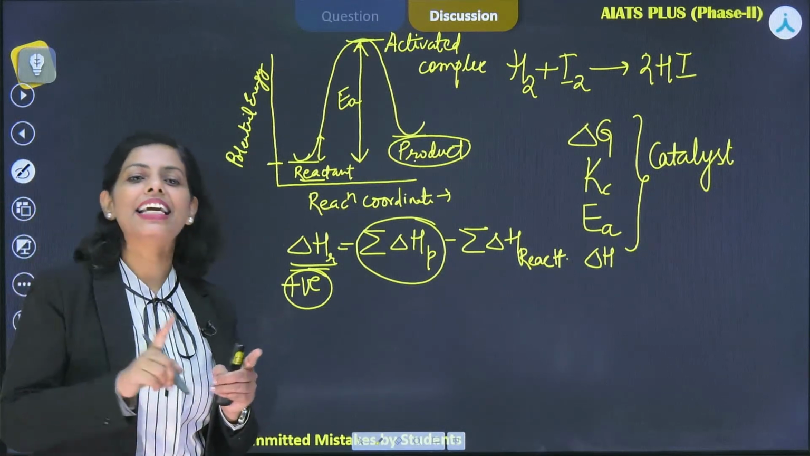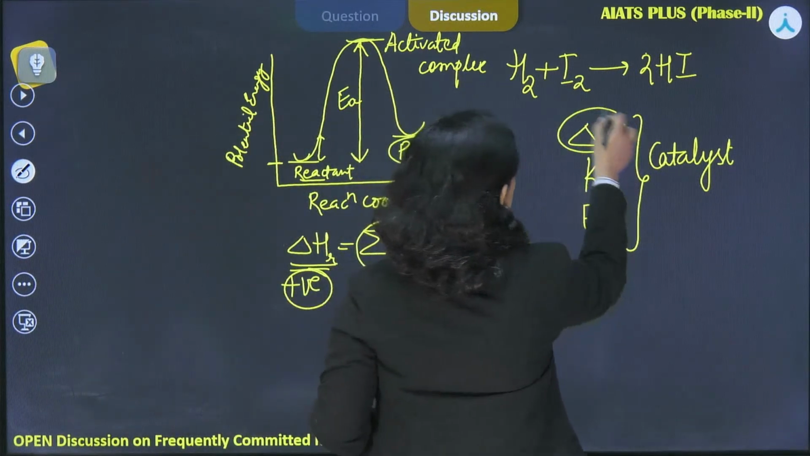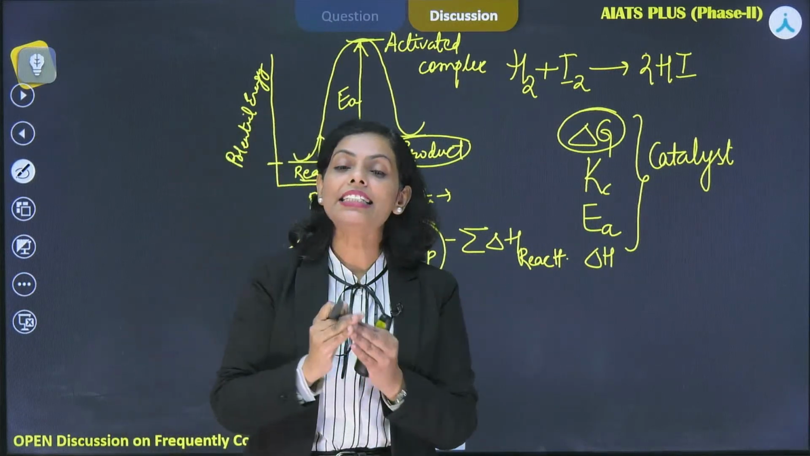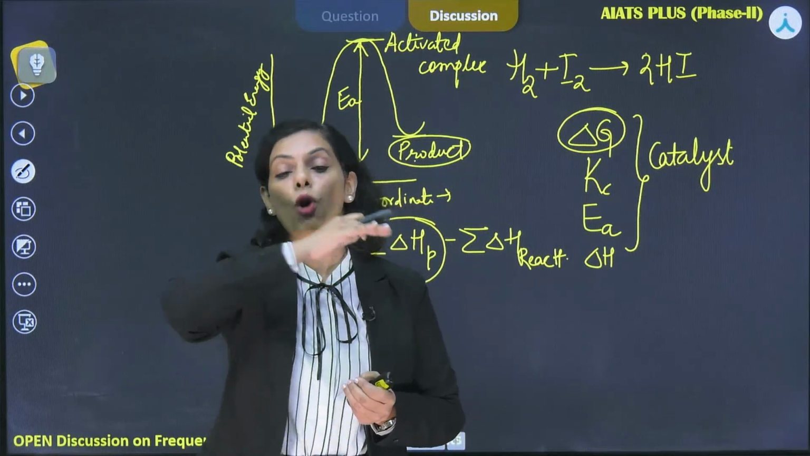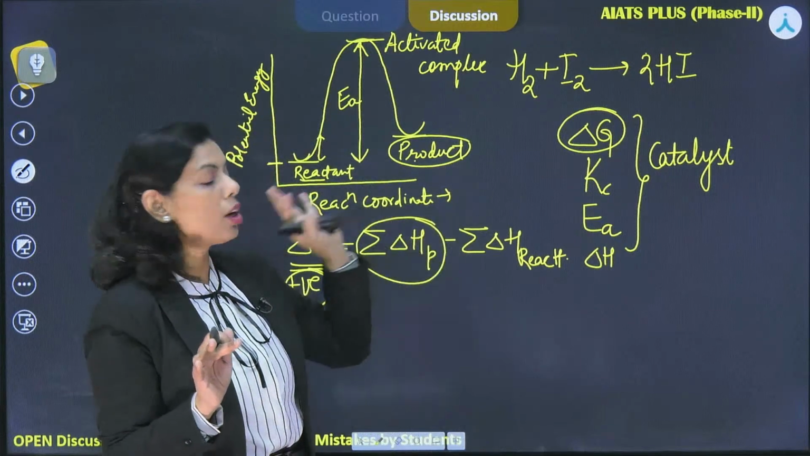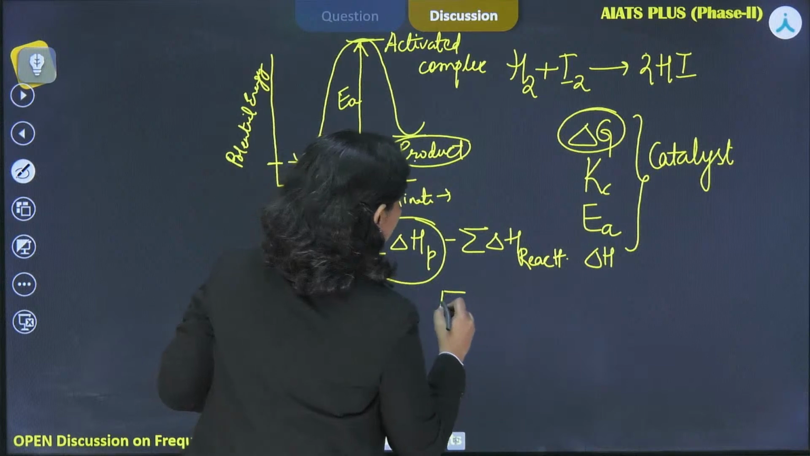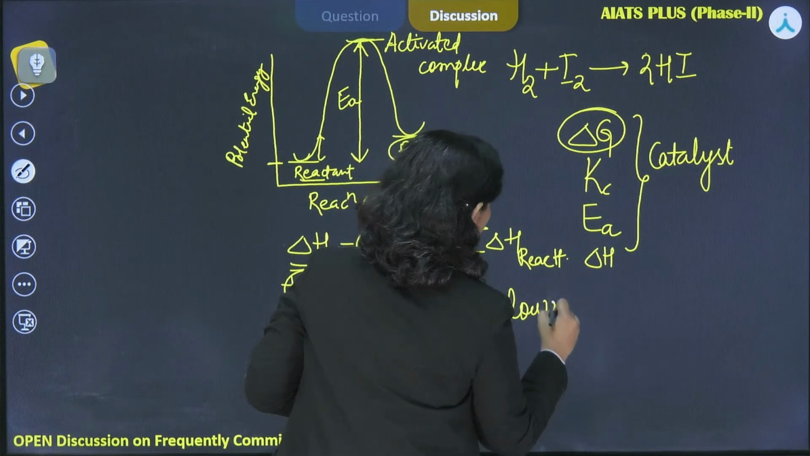Delta G remains the same, very true. Gibbs energy will not be changed. This delta G will not be changed. Equilibrium constant will not be affected because a catalyst catalyzes the reaction on both sides. It means the forward as well as the backward reaction at the same rate, right? So that will not be affected. This EA, activation energy, would be lowered or decreases.